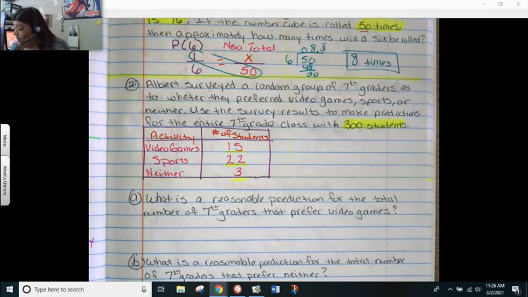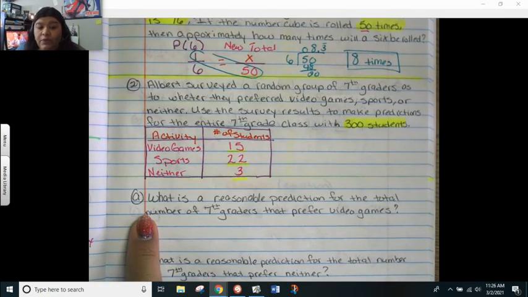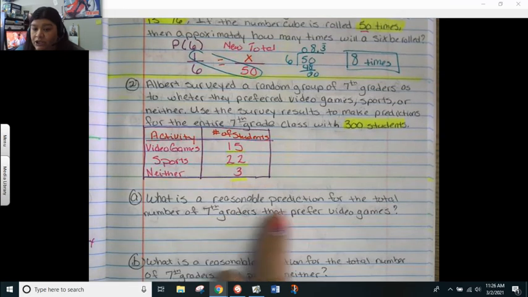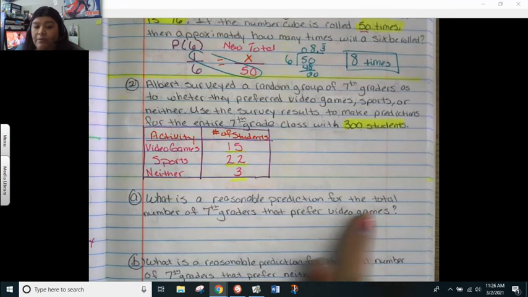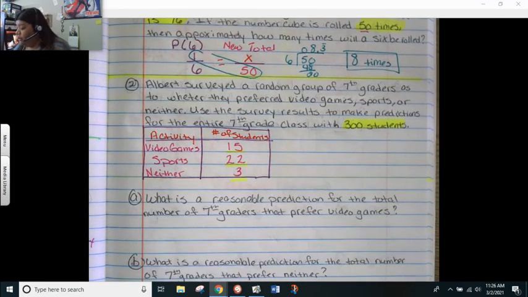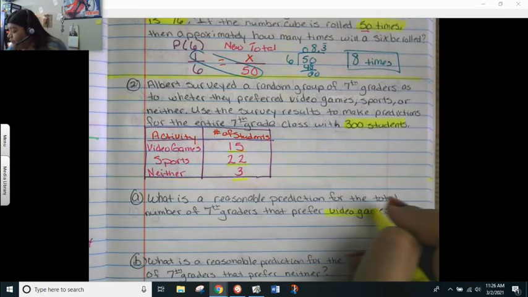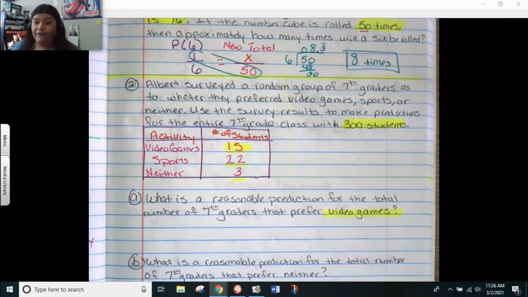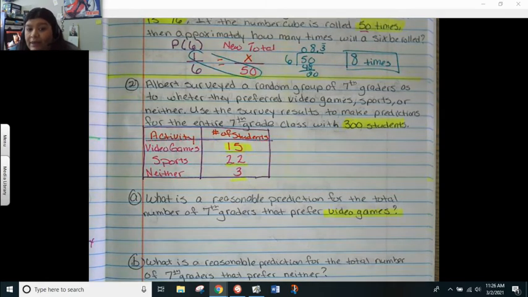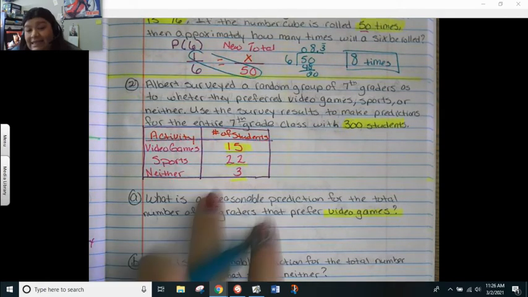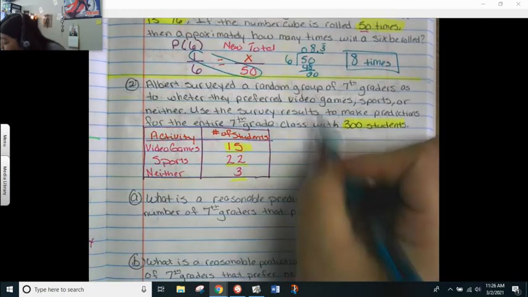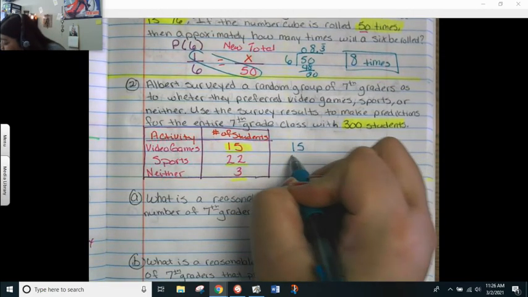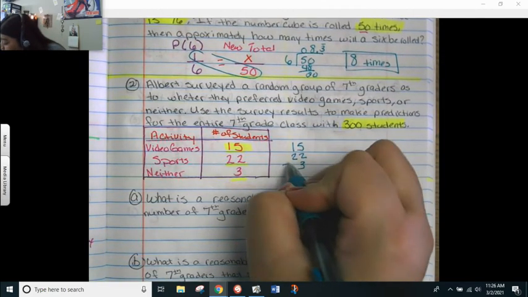In letter A, it says, what is a reasonable prediction for the total number of 7th graders that prefer video games? So I'm going to look at the video games first. I first have to figure out the initial probability of video games in the table. So I have to add these up first. So 15, 22, and 3. Let's add them up.